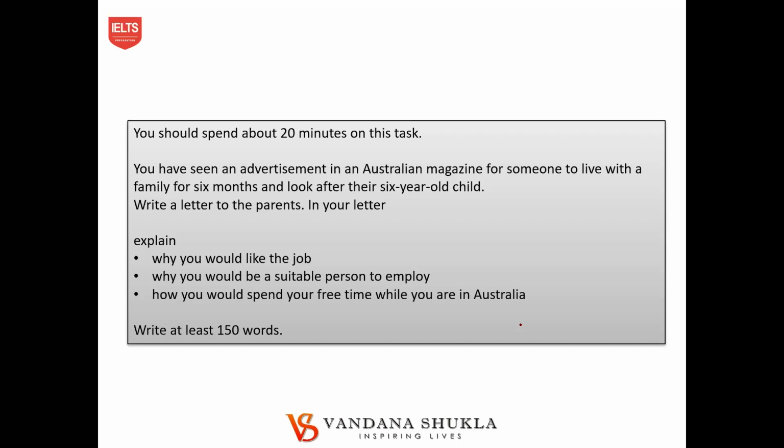Write a letter to the parents. In your letter, these are my 3 points, which are my paragraph 1, paragraph 2, and paragraph 3. My first paragraph will include why you would like the job. My second paragraph, why you would be a suitable person to employ. And my third paragraph will be how you would spend your free time while you're in Australia. And write at least 150 words. So that's my topic. And obviously, I have to write the letter to the parents.